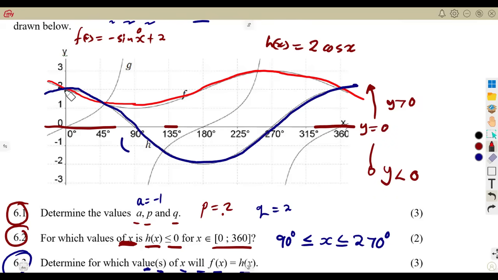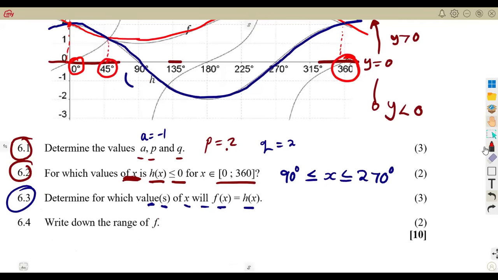Okay, so we can see that they meet at this point. That's a point of intersection. x is equal to what? x is equal to 0. They meet at this point. This one was supposed to be at around 45 there. And another one at what? At 360 degrees. They also meet there according to what we can see from our graph.